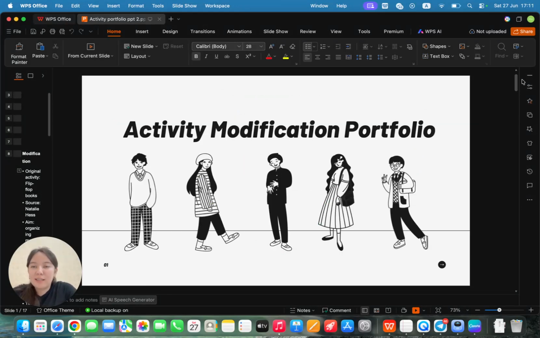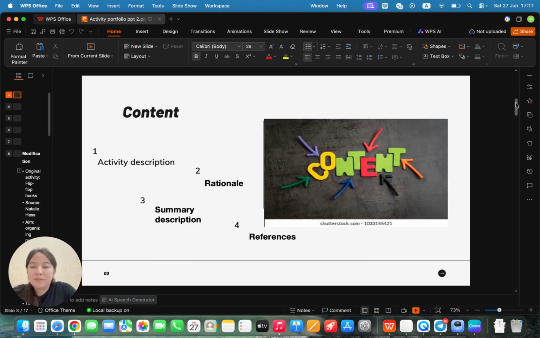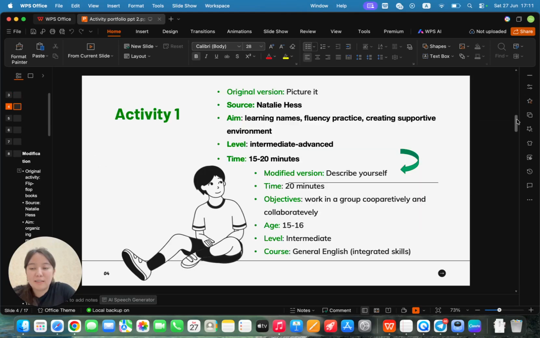In today's lesson, I will explain modifications of activities. When it comes to the content page outline of this presentation, firstly, I will explain the activity description and the theoretical part of this activity, summary, description, and also I give the reference part and sites for this presentation.